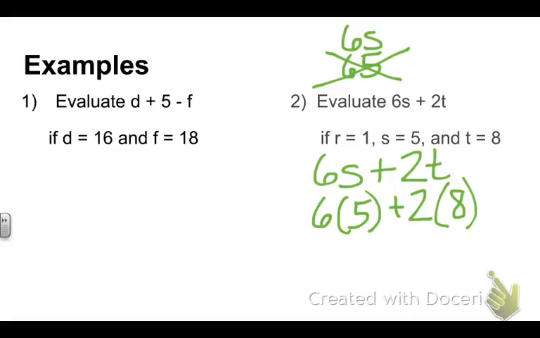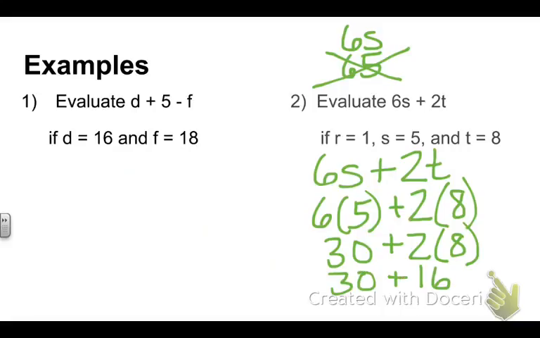So order of operations, I'm going to go left to right with my multiplying. 6 times 5 is 30. Rewrite everything. 2 times 8 is 16. And then finally, if I add 30 plus 16, that is 46. So this is how we evaluate an expression.